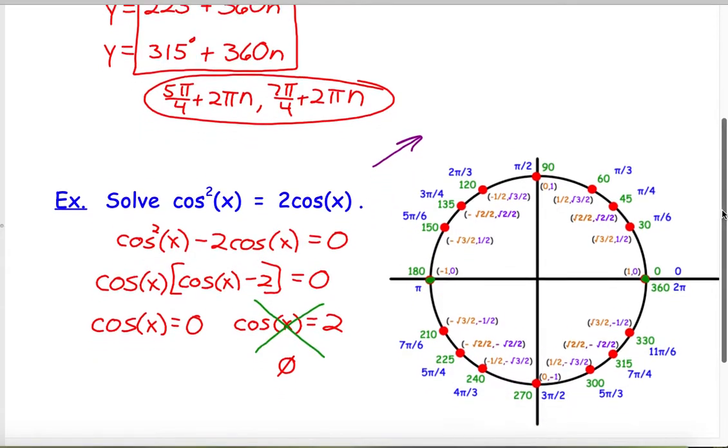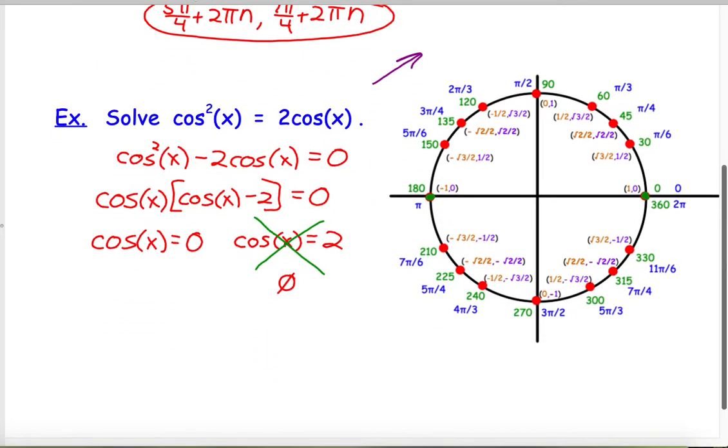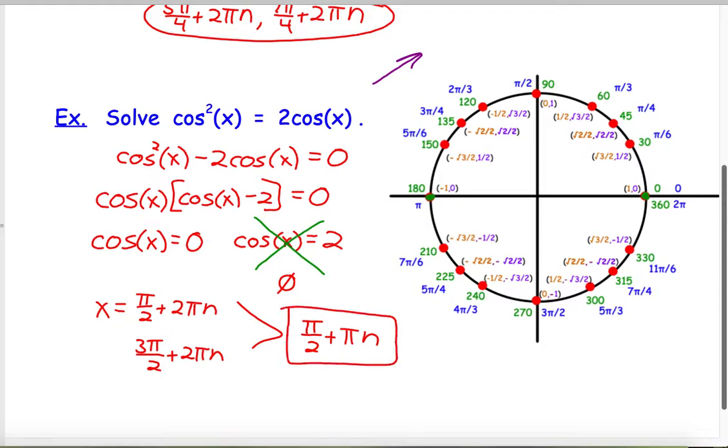So let me write out the longer answer and then the simplified version of it. So here we would say x is equal to pi over 2 plus any multiple of 2 pi, or 3 pi over 2 plus any multiple of 2 pi. But we can condense that down and just make it pi over 2 plus pi n. And so that would be our best simplified answer for that one. And once again, you can graph this and check that out on the calculator as well.